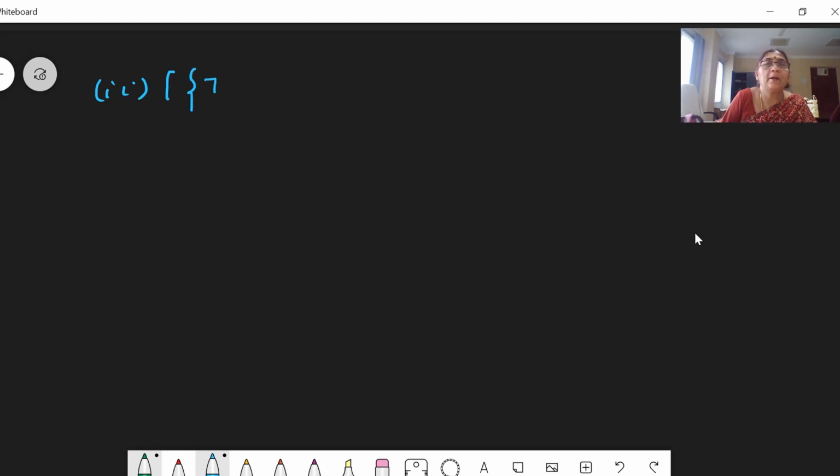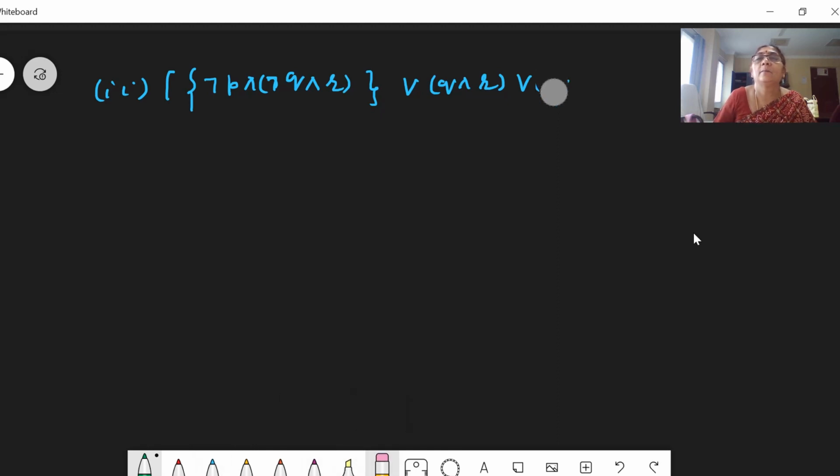Open the flower bracket, negation of P, conjunction of negation of Q, conjunction with R. Close the flower bracket, disjunction of Q conjunction with R, disjunction of P conjunction with R. Okay. I want to prove that this is logically equivalent to R.